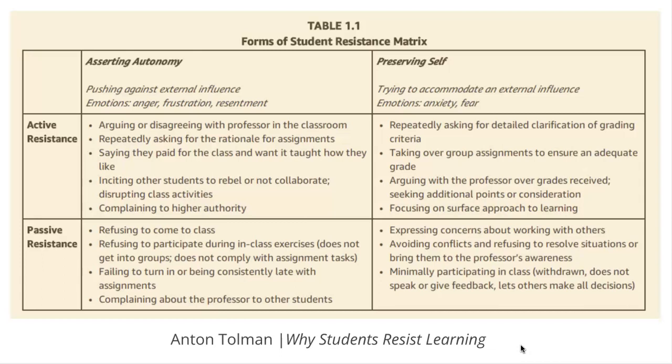Passive resistance, though, is also a signal that students are trying to assert their autonomy. It might be refusing to come to class, which we talked about in our last meeting. Many of us are seeing absenteeism. They're just not coming to class. And that might be an assertion of autonomy there. They don't want to participate in class. And they might be sending bad vibes around to other people about a specific professor. All of those, according to Anton Tolman's model here, are students trying to assert their own autonomy, which tells us that they aren't feeling autonomous, and that's something we can do. We can try to work on that.